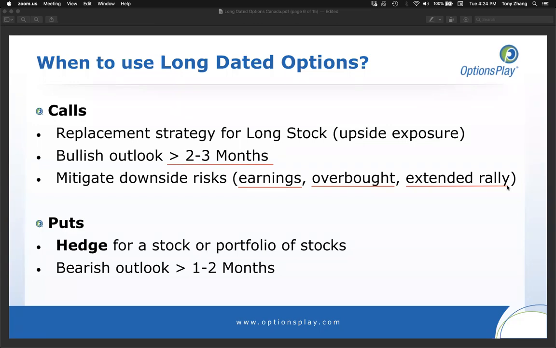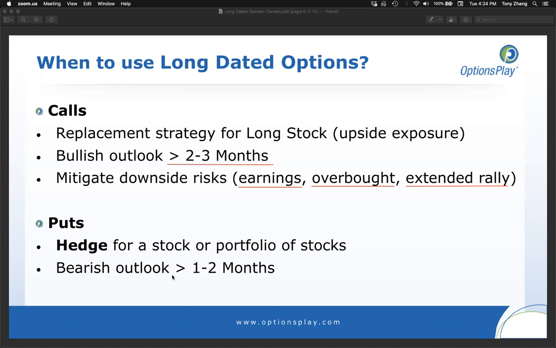That is an example of when you might want to consider buying a call option instead of buying the underlying stock. Now, for puts, this is really more so for when you need to hedge a stock or a portfolio of stocks. And the reason I say this is because generally, most of us do not have a long-term bearish view on a stock. Because most bearish views on stocks may be relatively shorter dated. So you might be better off trading shorter dated options.